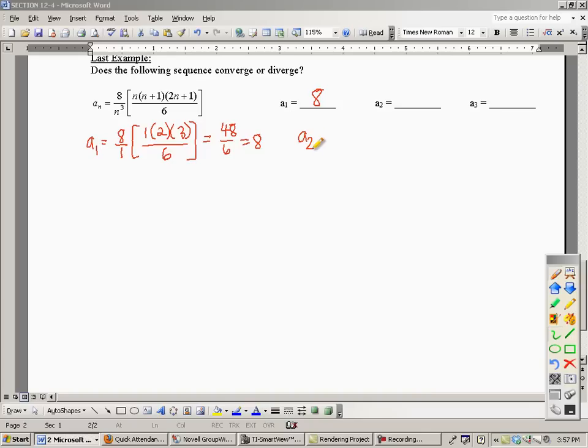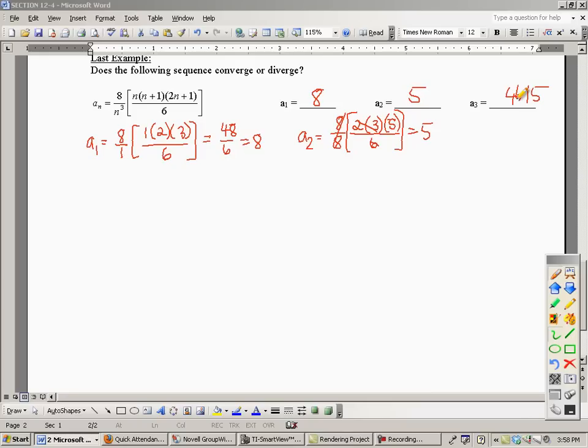All right, let's do the second term, and then I think you can get at the idea. 8 over 2 cubed. 2 cubed is 8. So I have 2, and 2 plus 1 is 3, and 2 times 2 is 4, plus 1 is 5, all over 6. Okay, I'm going to cancel these out, and 2 times 3 is 6. I'm going to cancel this out. You get 5. If I went farther, you would get 4.15. And so we can see that it's getting lower and lower.